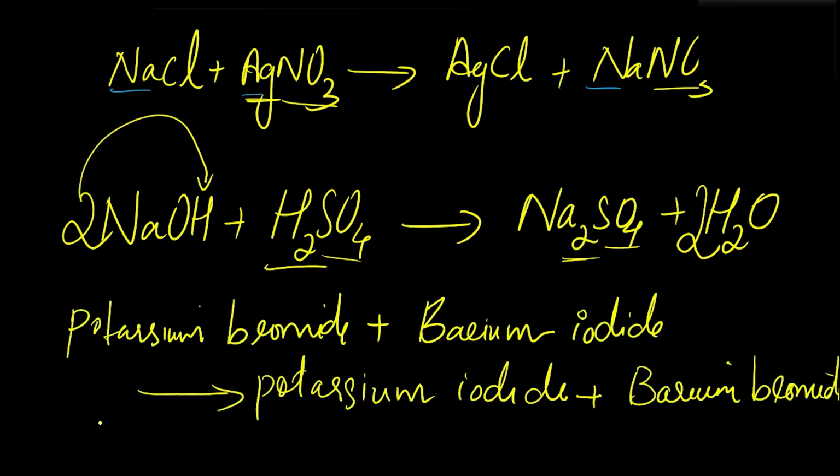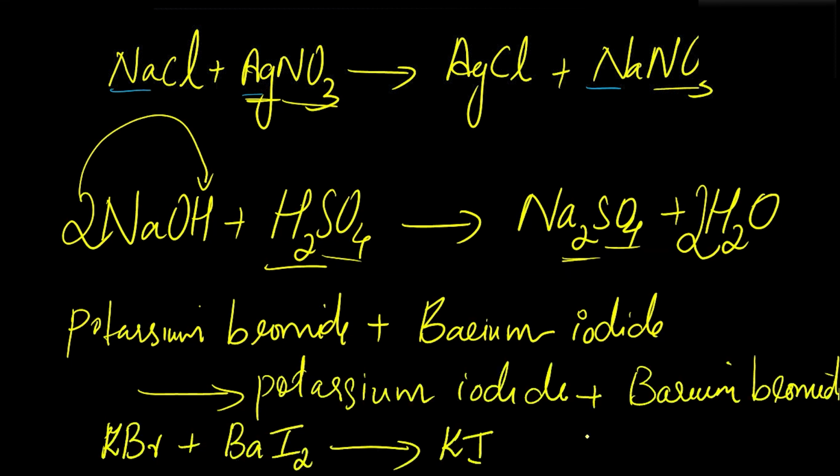Potassium bromide, KBr. Barium iodide, BaI2. Barium is 2 plus, iodine 1 minus. So KI plus BaBr2. Potassium K is balanced. Okay, Br here is 2, right? So you have to put a 2 here. And KI, I2, put a 2 here. Now check. Balanced, right? Yes, this is a balanced chemical equation.